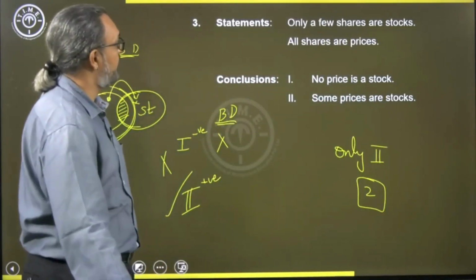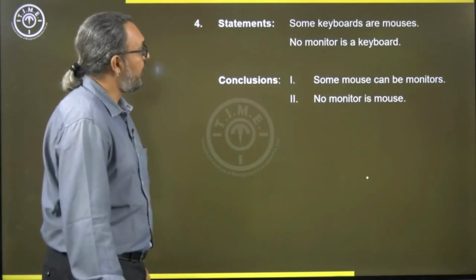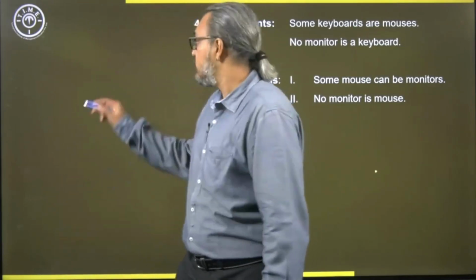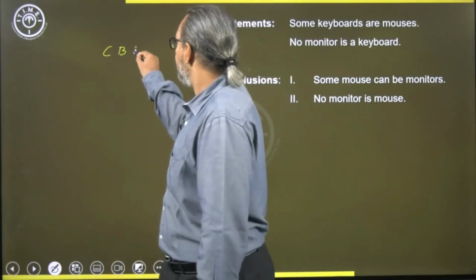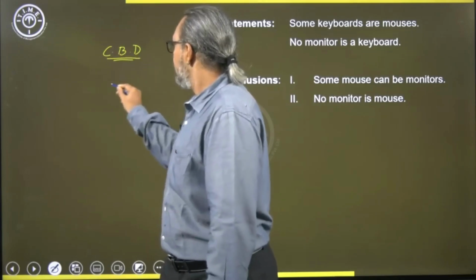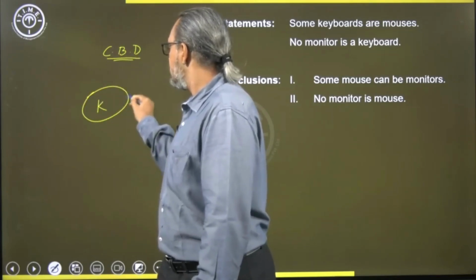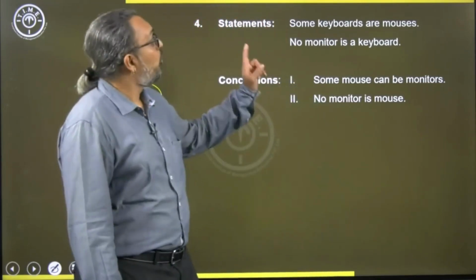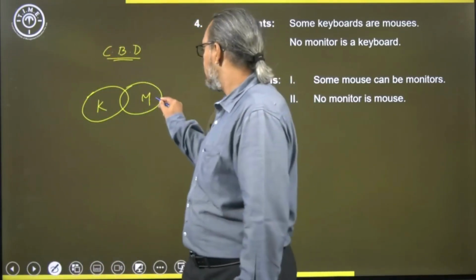Then, right, next we have: some keyboards are mouses. Okay, let's draw that combined basic diagram. Some keyboards are mouses. Okay, then no monitor is a keyboard. So this is mouse.